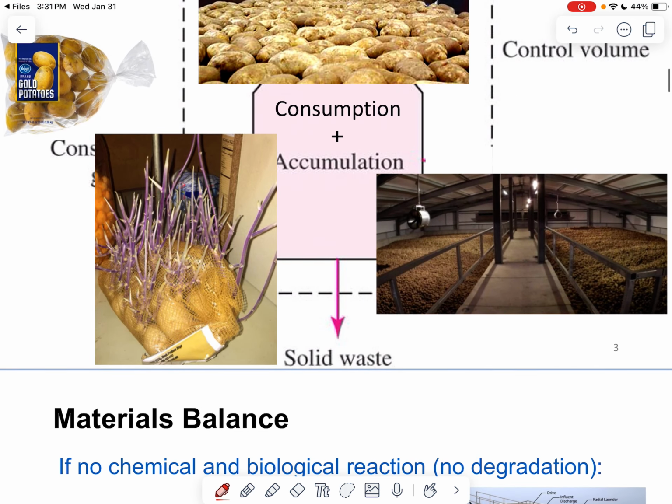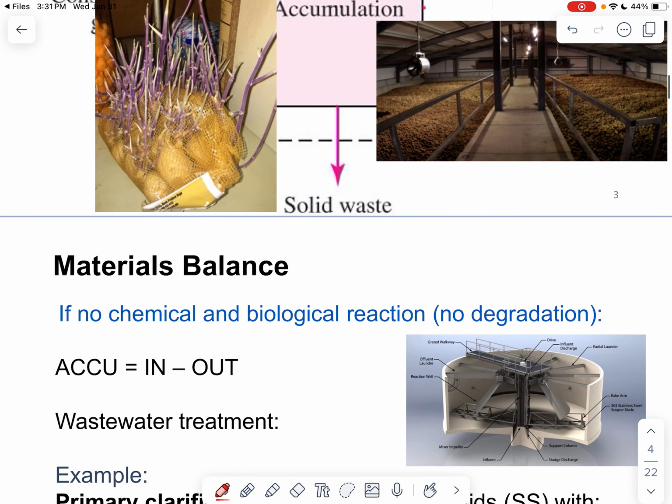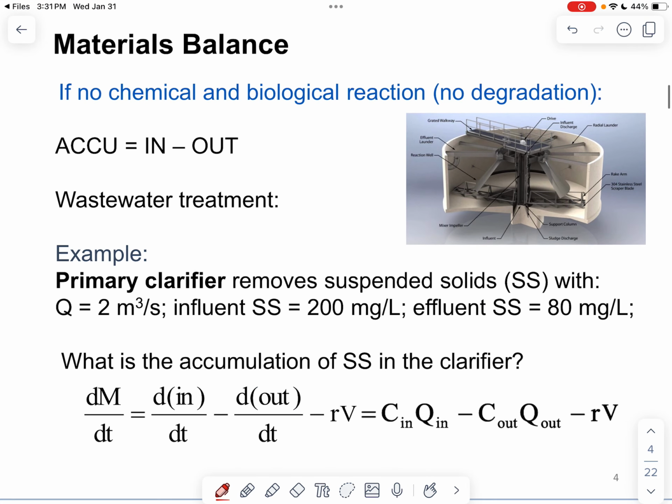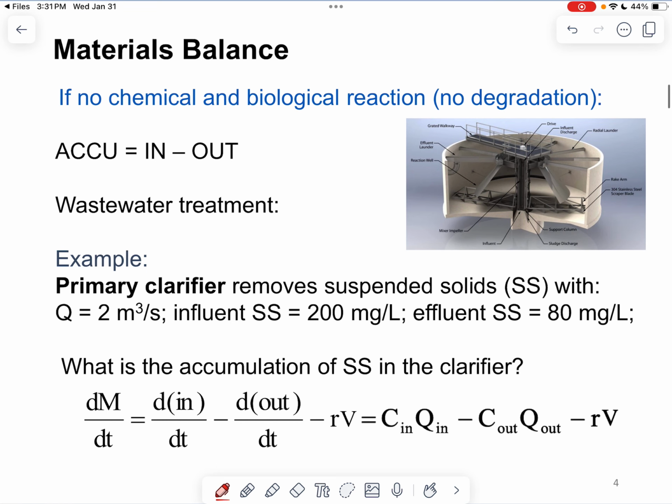Okay, so this is again an overview of the mass balance. How did we derive that? You get the first example where we can ignore the reaction, and where you have accumulation just equals in minus out. And then the typical example that people use is the primary clarifier, where you don't have any reaction going on in this system.